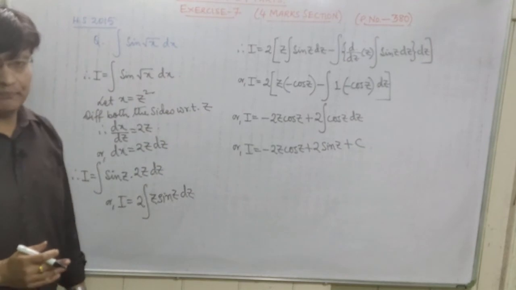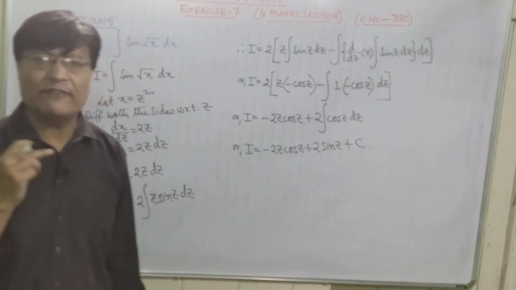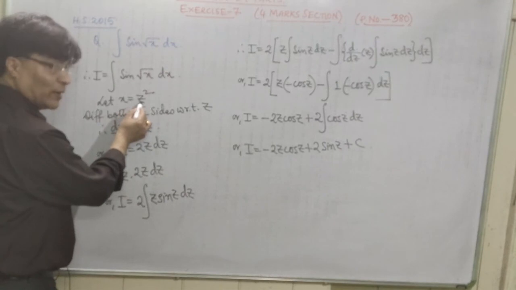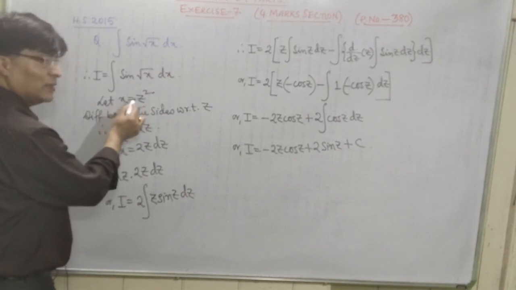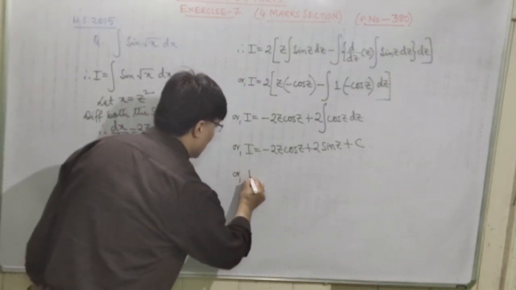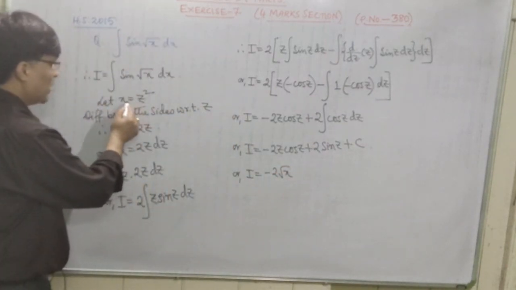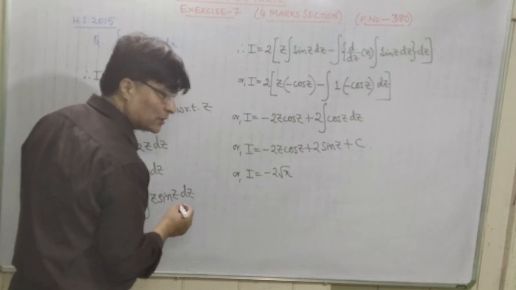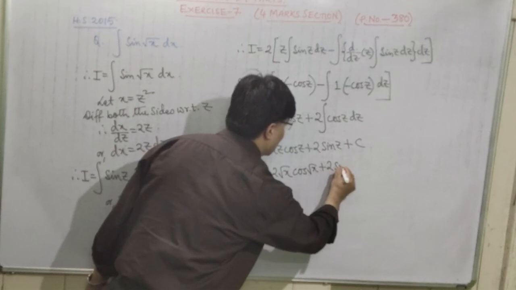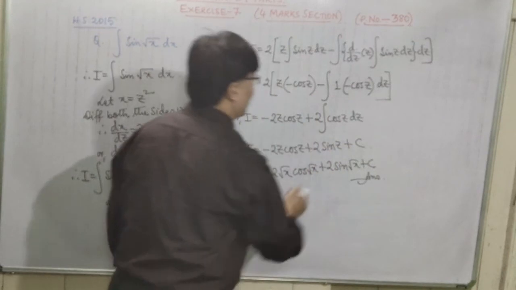But this is not the answer. You cannot write down the answer in terms of z, you have to write down the answer in terms of x. Again you have to put the value for z. Actually what was x? x is equal to z square. So what is the value for z from here? If z square is equal to x, z is root x, right? So I is equal to minus 2 root x cos root x plus 2 sine root x plus c. So this is the final answer.